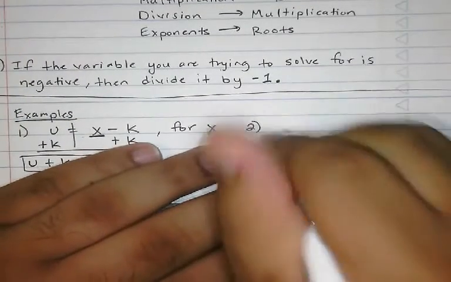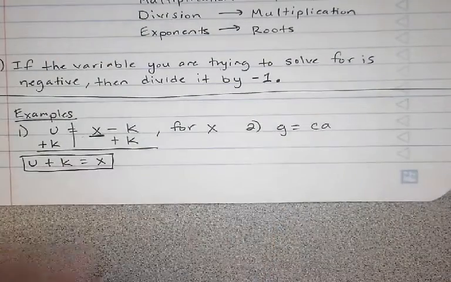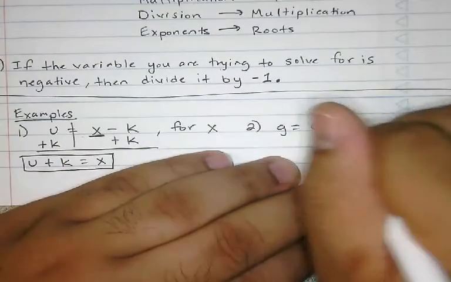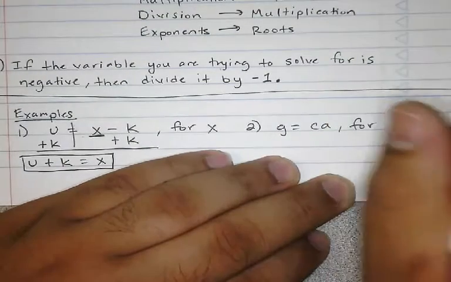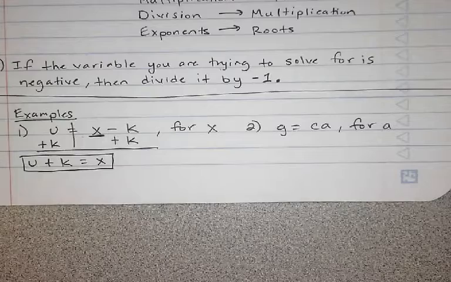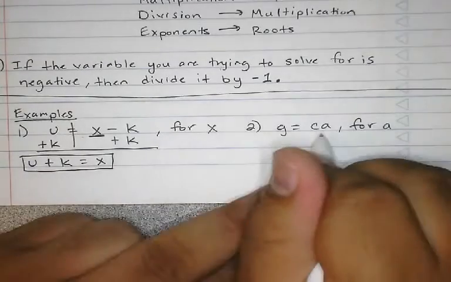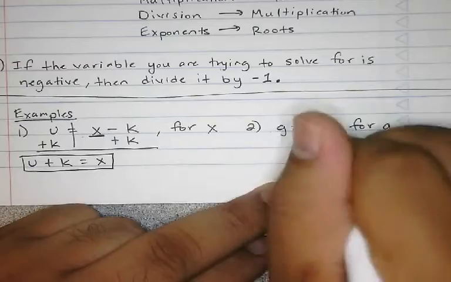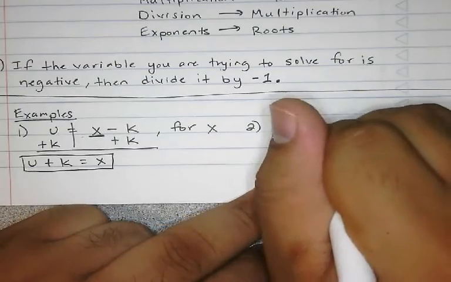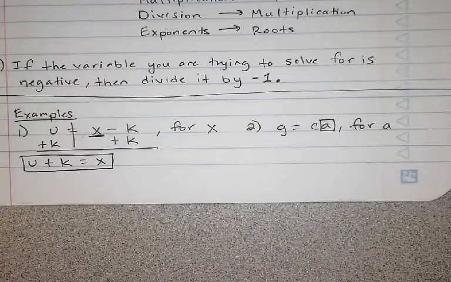Let's say I have G equals C times A, and I want to solve for A. So I'm just looking at this again. I want to solve for A, so let's box it up. We can box up A, because that's what I'm trying to solve for.